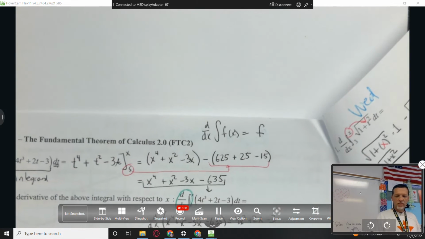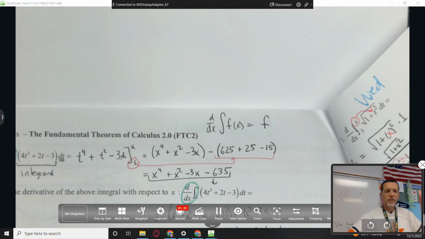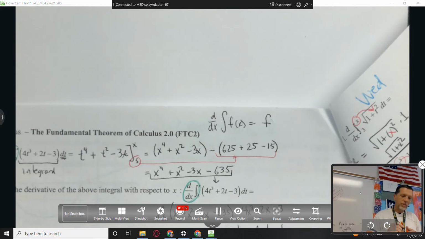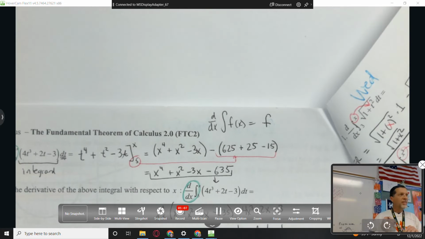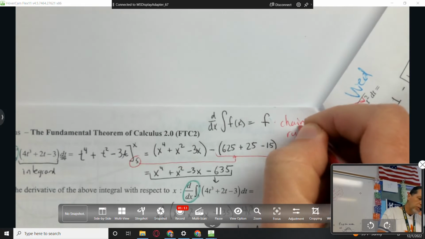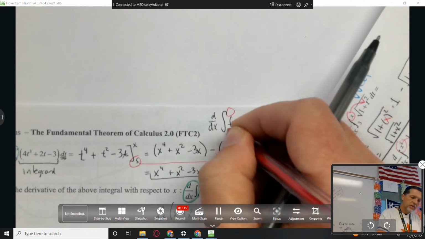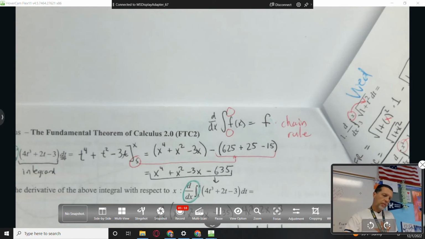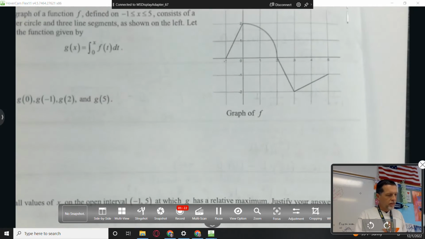And what's the caveat on that particular version of the fundamental theorem? What's that? I think I heard it. Chain rule. Chain rule off of whatever those limits were. We did all that yesterday.